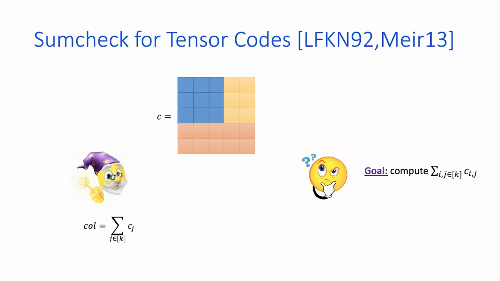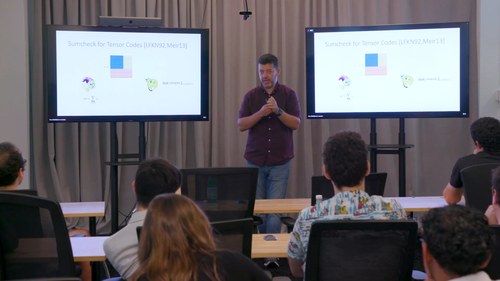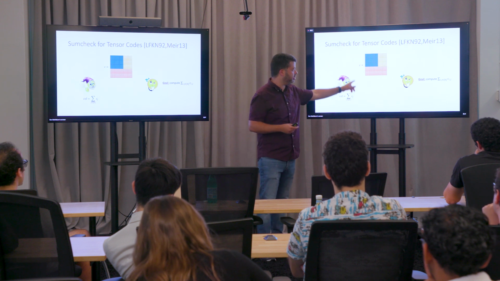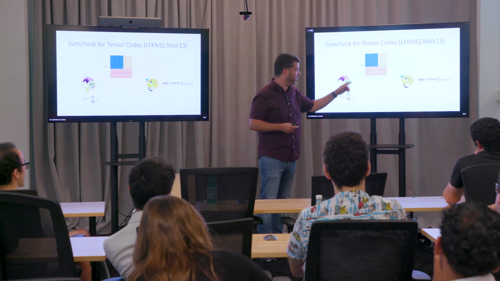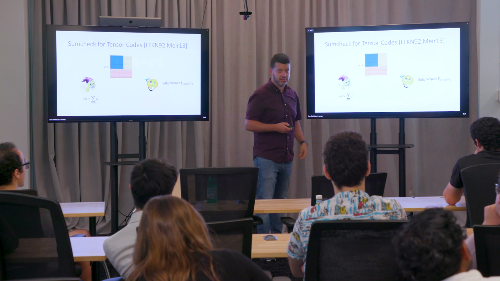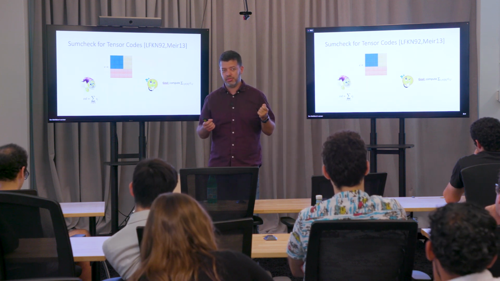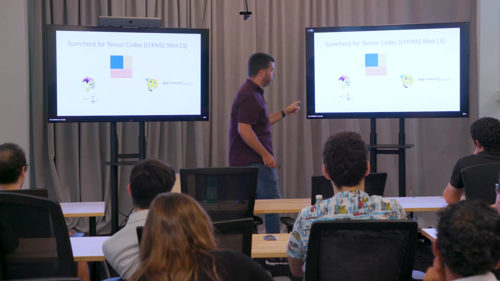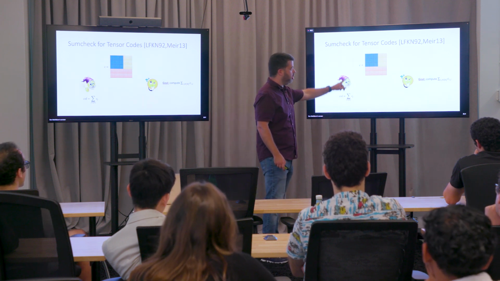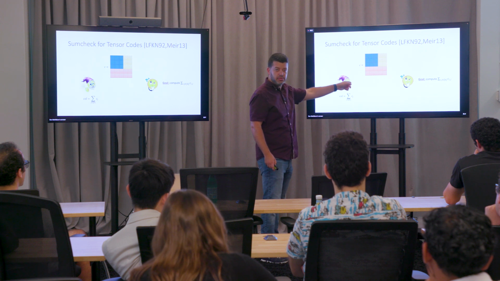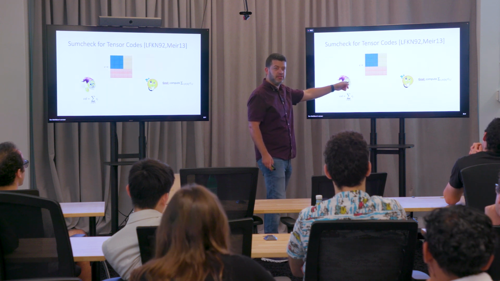Okay, so this is how it works. The prover takes the first three columns and adds them up. Each C_j here is a column: C1, C2, C3. Let's call the resulting vector call. Notice that this vector, I claim, has to belong to our column code. Do you see why?